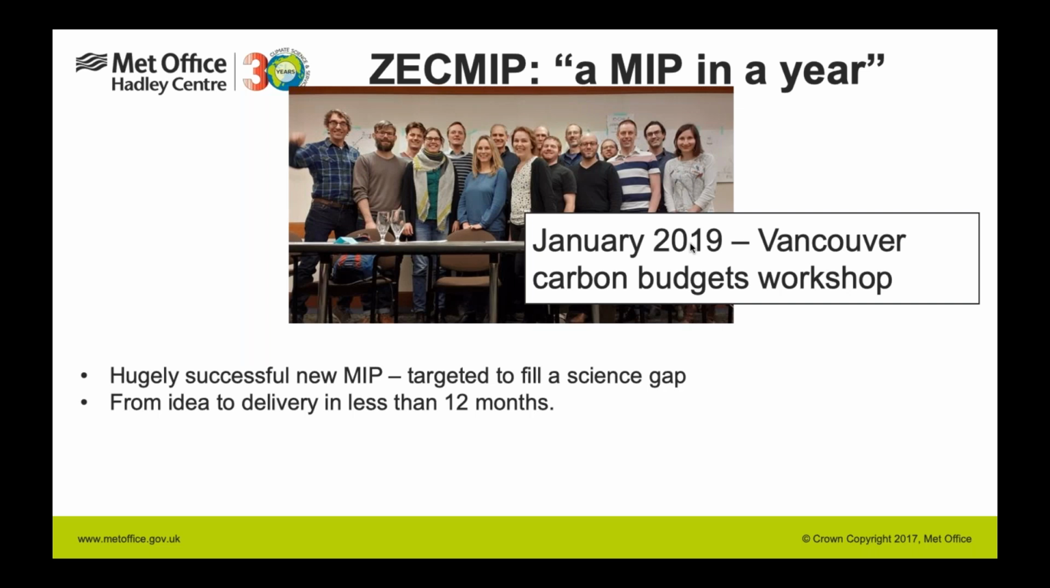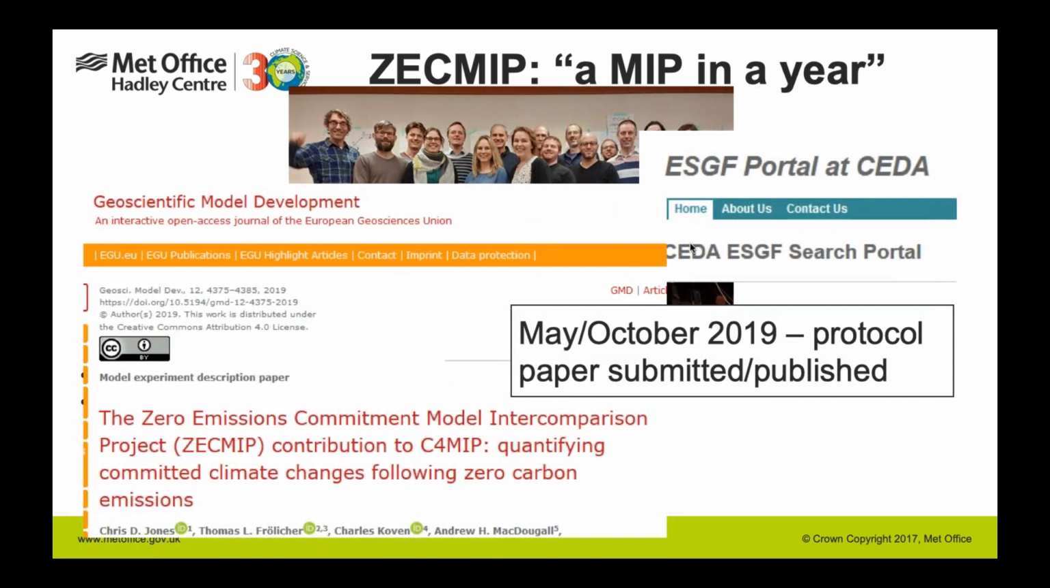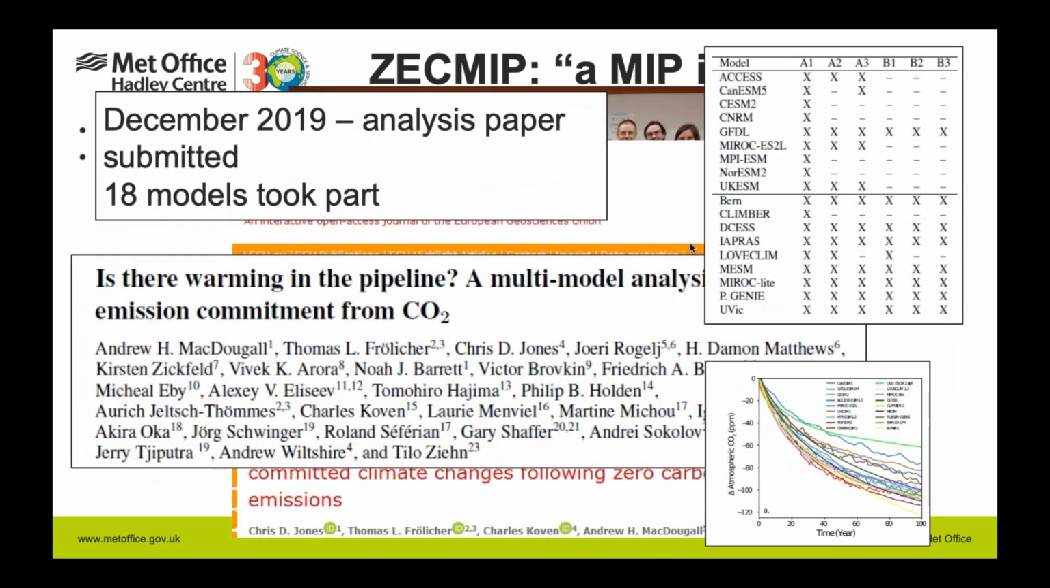So pretty much on the spot, we decided to see if we could muster a few models to do some simulations. We didn't really expect much in the way of take-up, given how busy modelling groups were. But by May, we had a protocol paper submitted, and by October, it was published, and we had some space dedicated on the Earth System Grid. By December, we had an analysis of models starting to come in. Remarkably, we had 18 models, 9 GCMs and 9 EMICs, and all credit to Andrew MacDougall for pulling this together and getting it submitted in time. To go from idea through to delivery in less than 12 months is really quite remarkable for a MIP of this size.